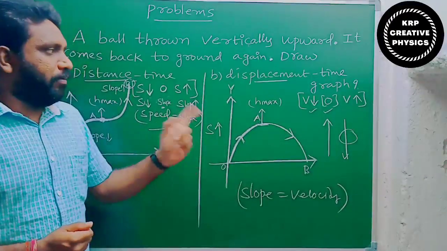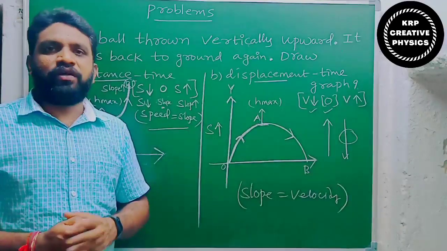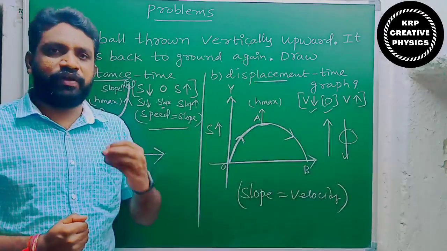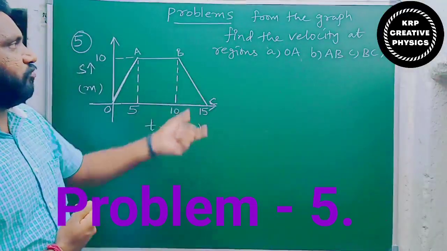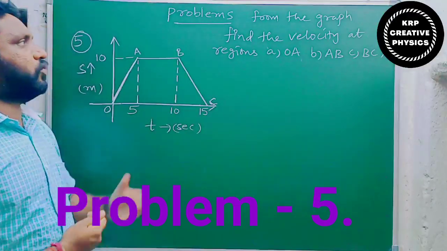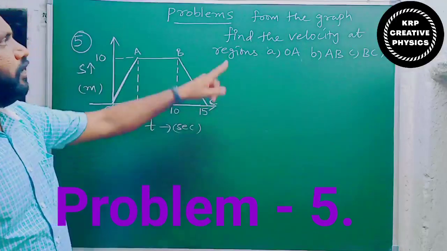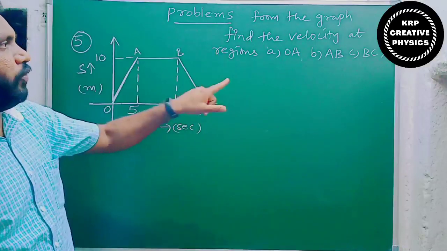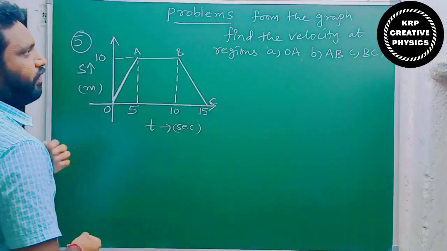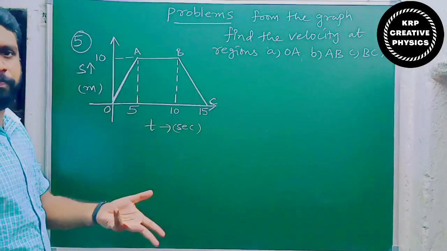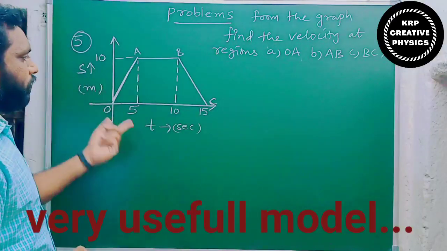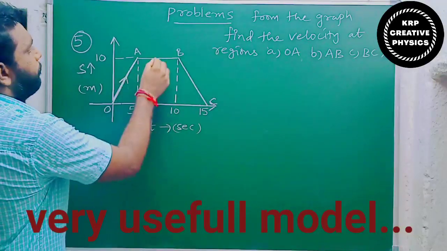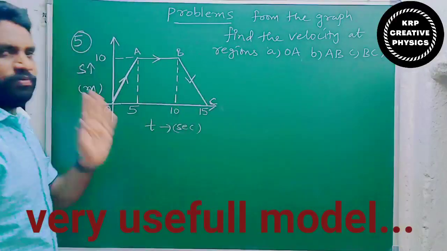After the completion of this problem, we are going to learn the last numerical problem related to the displacement time graph. Very interesting problem. Okay friends, this is the last question related to the displacement time graph. It is a numerical problem, so try to concentrate. From this graph, find the velocity in three regions: O to A, A to B, B to C. Velocity means what we need to find? Slope. The slope of the displacement time graph gives velocity. So we need to find the slope from O to A, A to B and B to C. Very simple, then we'll get the velocity.